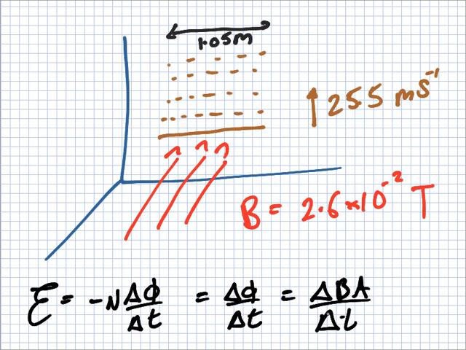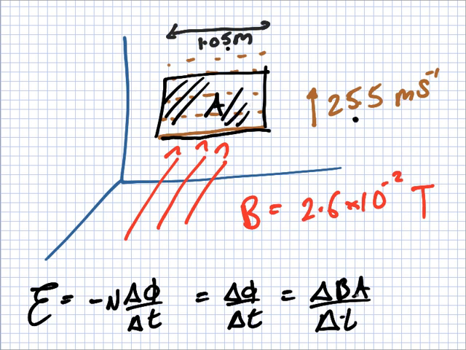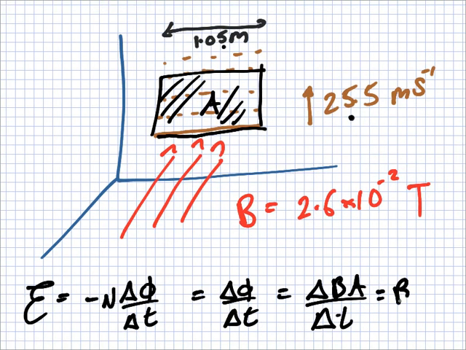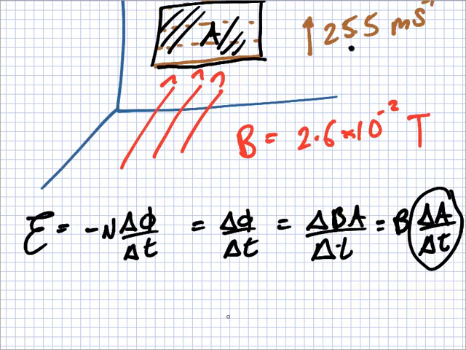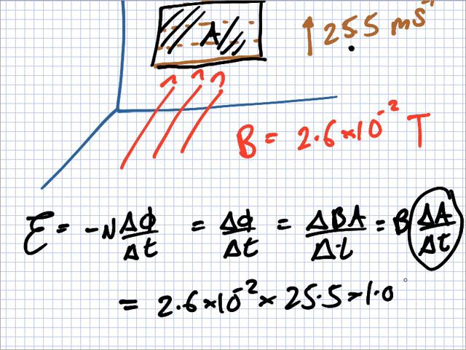The A. If this is 1.05 meters and it moves 25 meters per second, then in 1 second it makes an area of 1.05 times 25.5. That's the area change per second. If you think about it, it's like B delta A over delta T. That's like saying how quickly the area changes. How much area do we get per second? So the answer will be 2.6 times 10 to the minus 2 times 25.5 times 1.05. What's that, please?